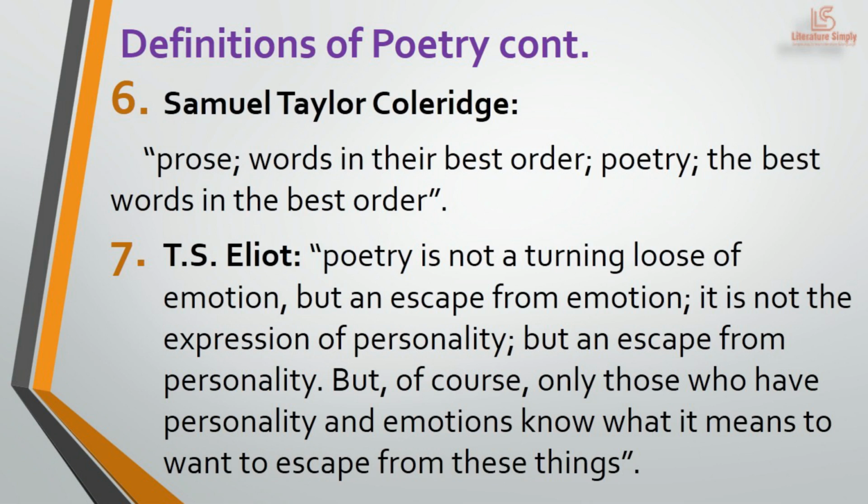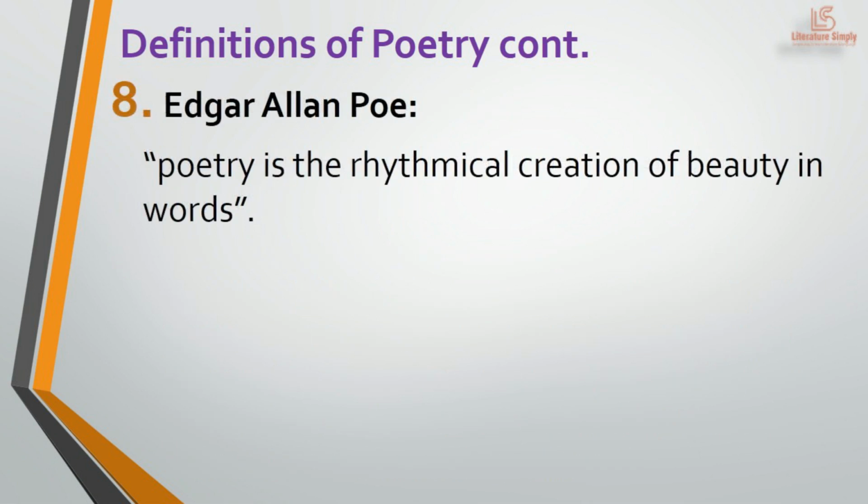Here we have the last definition or opinion, by Edgar Allan Poe, a 19th century American poet and short story writer, and he says about poetry, poetry is the rhythmical creation of beauty in words. Here, Poe considers that a poem produces rhythm through words and is an aesthetic creation, a beauty in and of language.